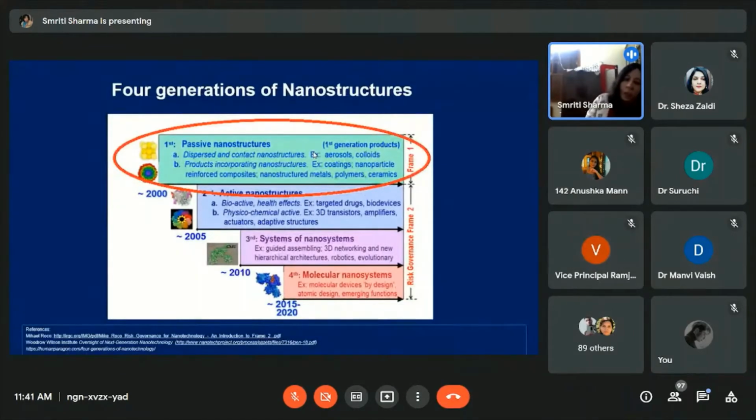So now we've got four generations of nanostructures. We have passive nanostructures, active nanostructures, systems of nanosystems, and molecular nanosystems. So passive nanostructures are just your paints and all. Passive means the nanostructure is itself not doing anything. It is just an additive. You're just adding it into something to enhance its properties, right?